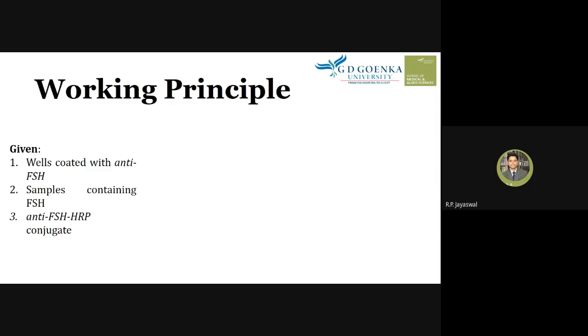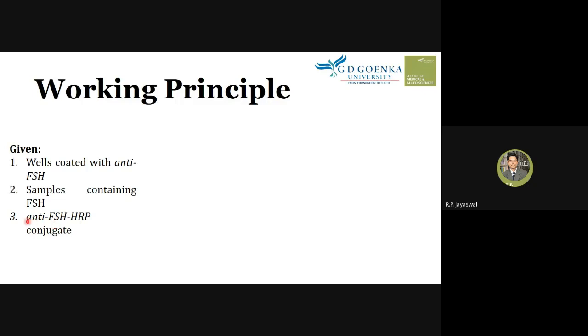Now let's learn about the working principle. Here, the given is wells coated with anti-FSH, so antibody-coated wells are available. Now, samples containing FSH, where we need to perform the FSH test. And the third is an antibody with HRP enzyme. HRP is horseradish peroxidase. So this is the enzyme-labeled anti-FSH antibody.